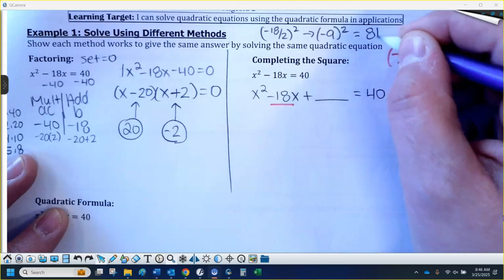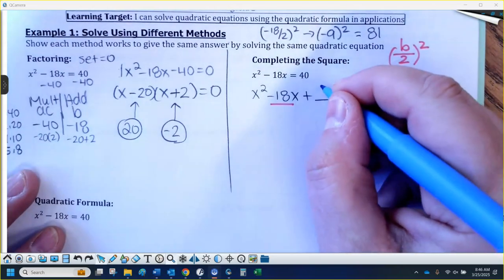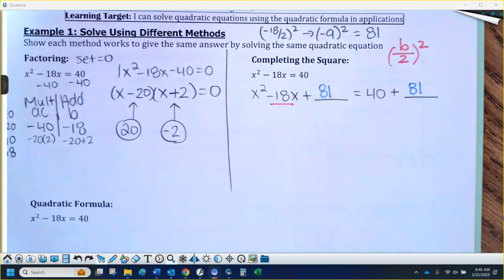81. Did you just say 3? You're thinking the square root. Okay, we're going to do 81. So I'm going to add it to this side. I'm going to do the same thing, and I have to add it to the other side to keep my lovely equation balanced.